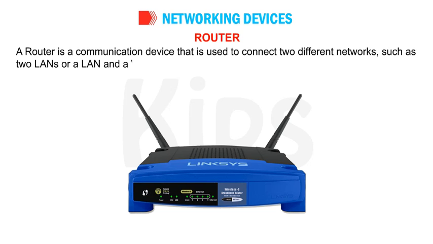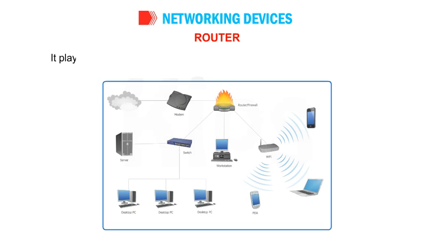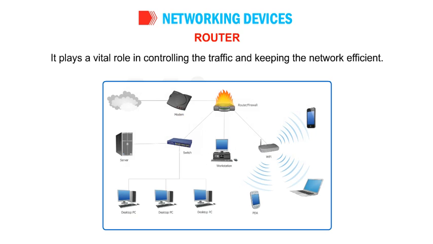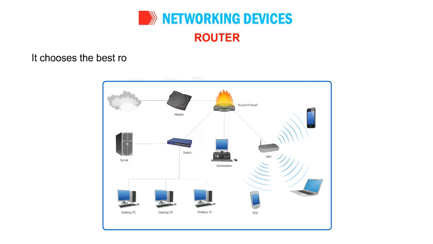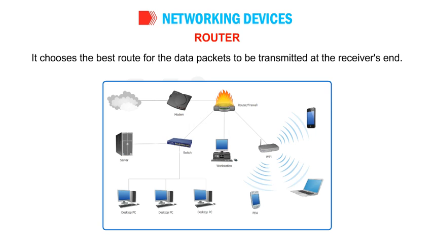or a LAN and a WAN. It plays a vital role in controlling the traffic and keeping the network efficient. It chooses the best route for the data packets to be transmitted at the receiver's end.